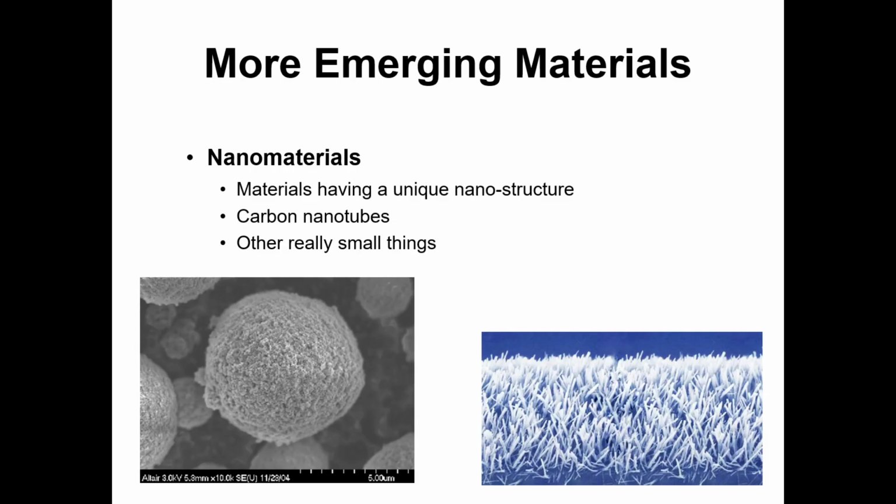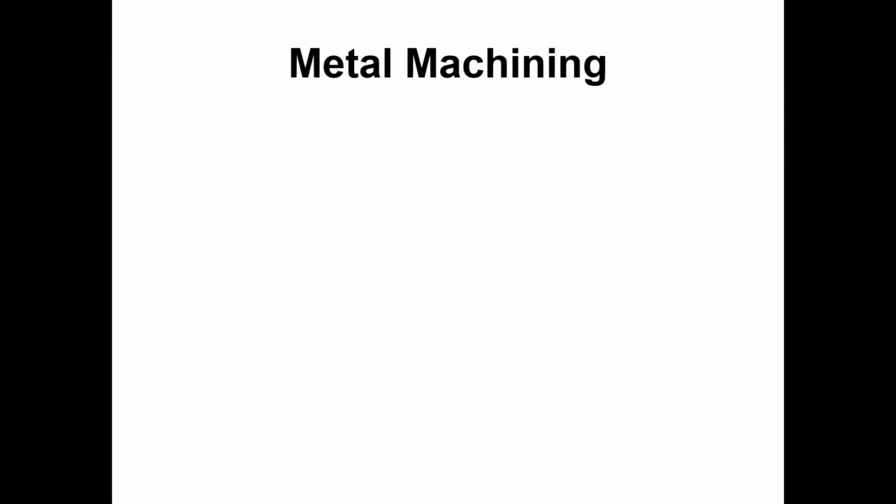Okay, so that was materials. Now we want to talk about how to process different kinds of materials, because it's related to materials. So the traditional way of making things is machining metals. From the Iron Age on into the Industrial Revolution and into today, this is how we've made things. We take metal and we machine it.